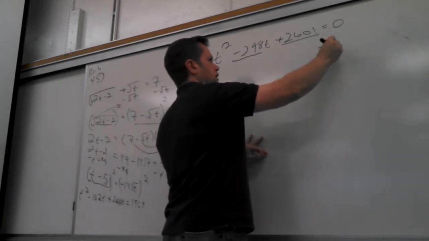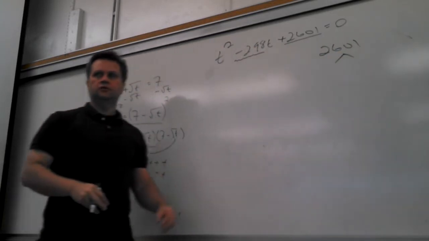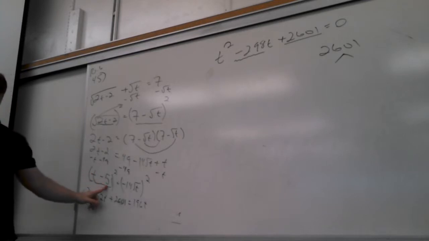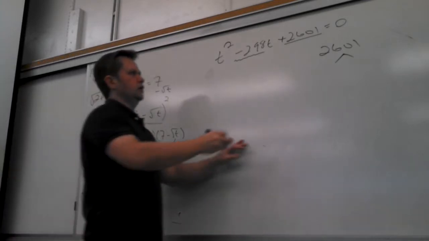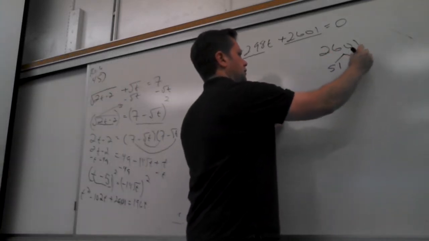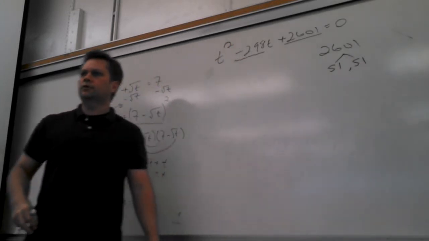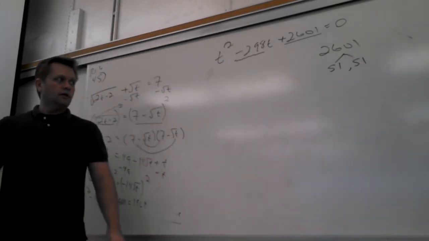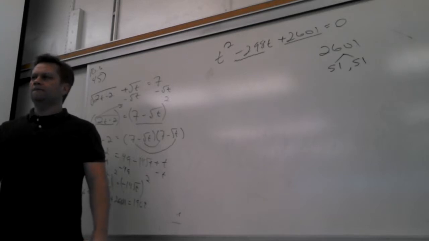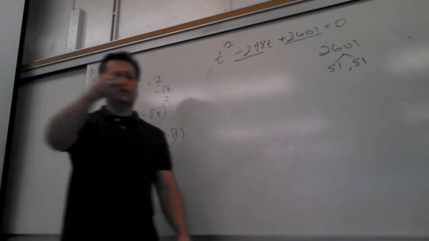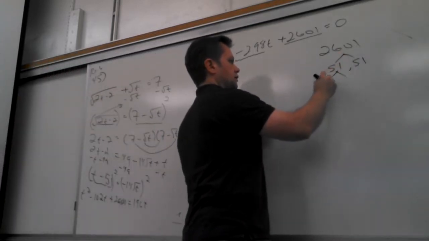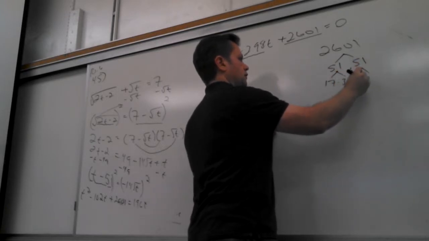And we know what 2,601 came from, don't we? It came from 51 times 51. So now watch, this is kind of another way to do this. How do you factor 51? 17 and 3. 3 goes in because 5 and 1 is 6. 17 times 3.